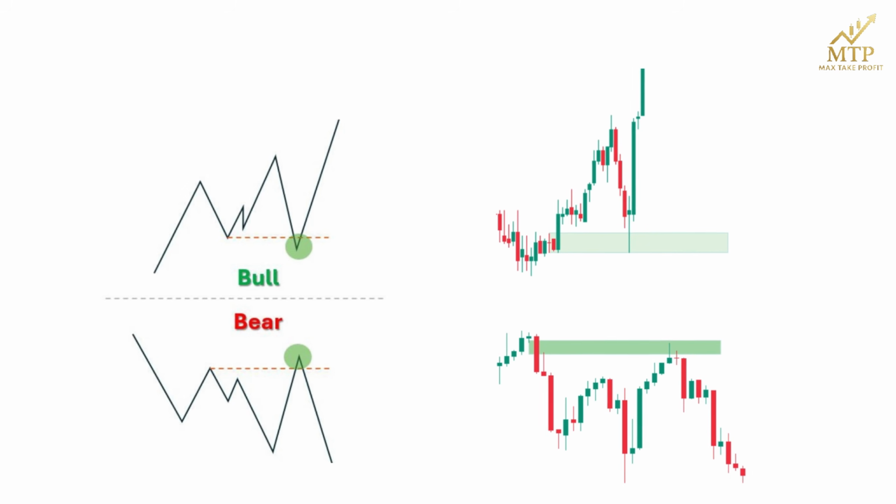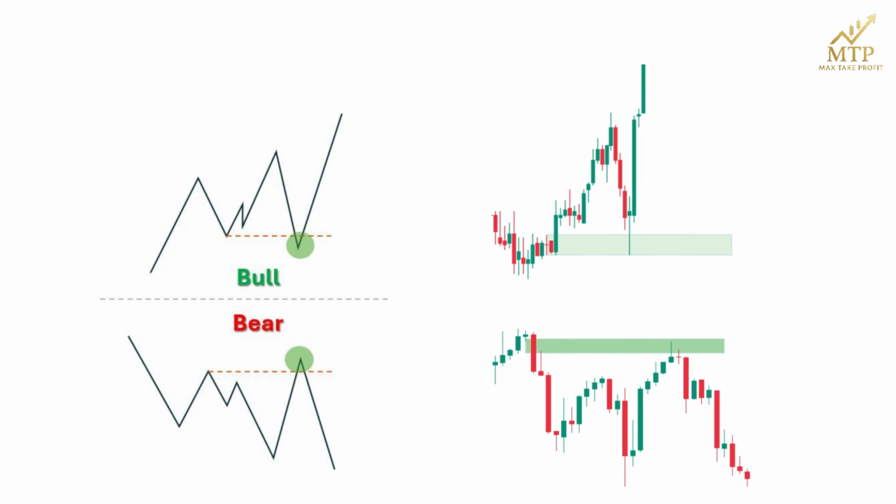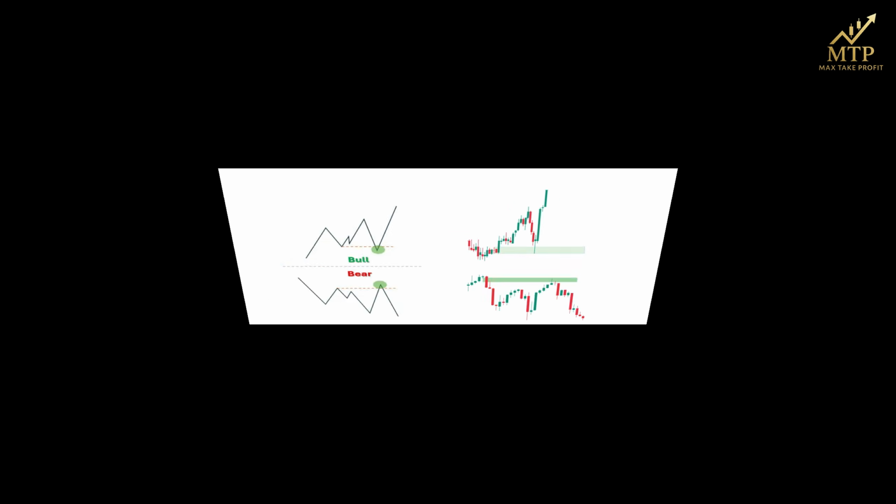After grabbing it, price usually continues in the intended direction. And that's exactly why combining market structure with liquidity is such a powerful approach. It lets you anticipate where price wants to go next before it even happens.